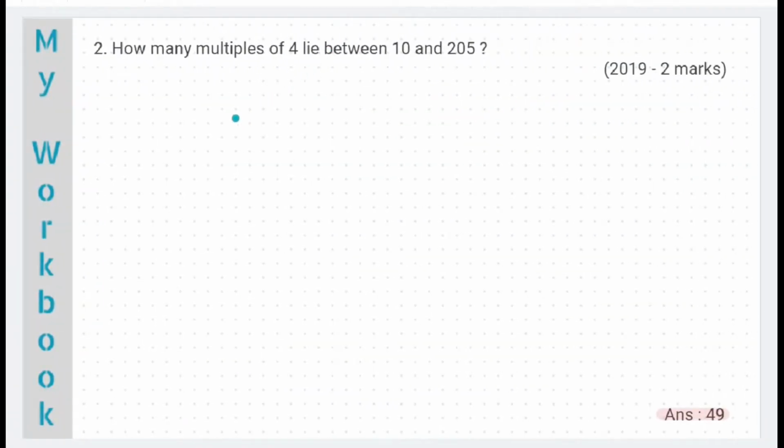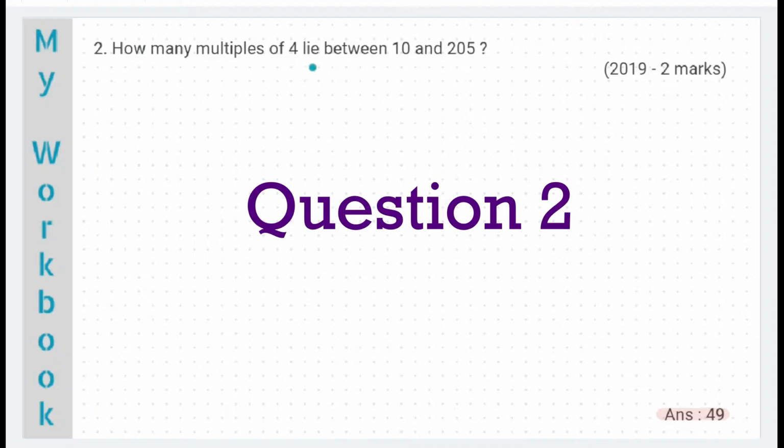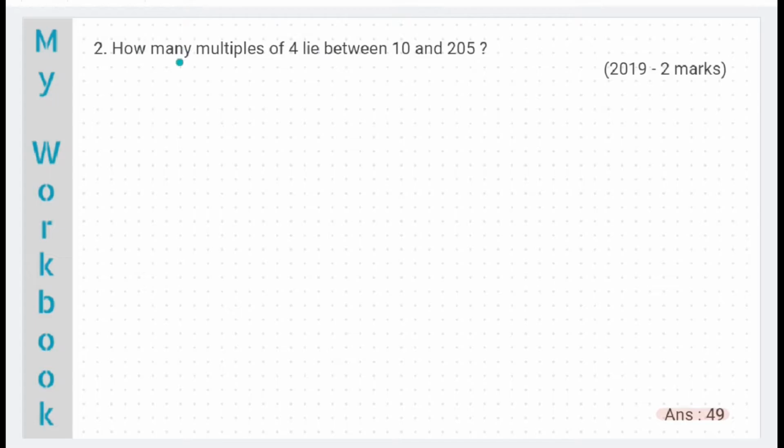Question number 2. How many multiples of 4 lie between 10 and 205? It's a 2 mark question from 2019. So after 10, the first multiple of 4 will be 12, followed by 16, then 20, 24, and so on. What will be the last term? 204 will be the last term of this series. It's a multiple of 4 and just under 205.